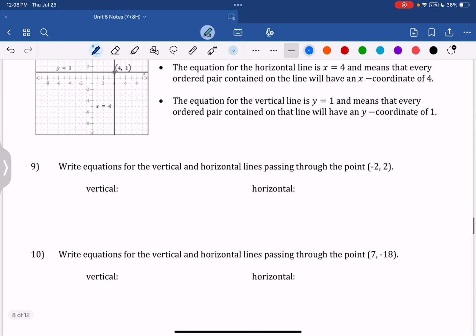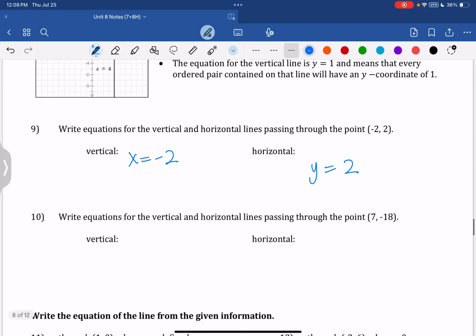It says write the equation for the vertical and the horizontal lines passing through the point (-2, 2). So the vertical line is always your y. The horizontal line is always your, I did that backwards. Vertical is your x. So x = -2. Horizontal is your y. y = 2.